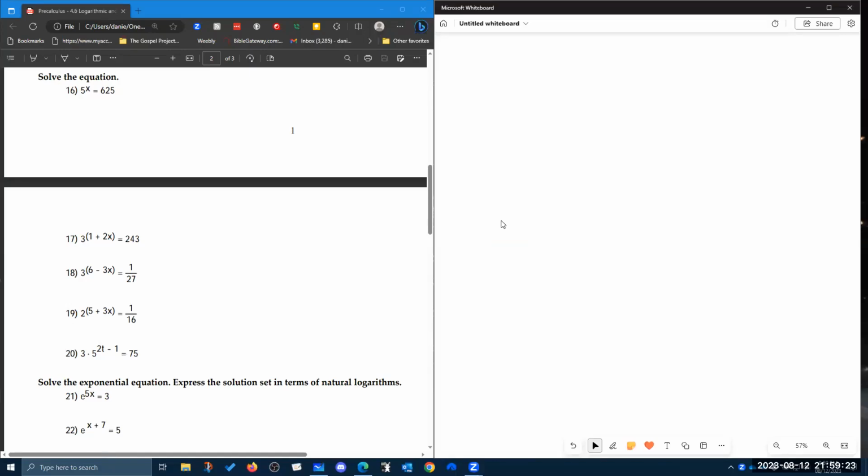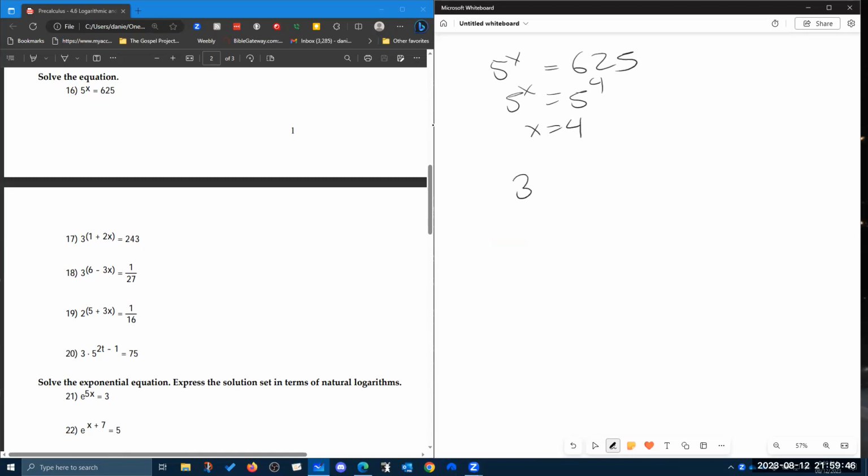In this video, we're going to solve some exponential equations. We'll start off with the old technique that we used with the one-to-one property, and then we'll move into solving some exactly in terms of logs. So number 16 is 5 to the x equals 625. So 5 to the x equals 5 to the fourth. x has to be equal to 4.